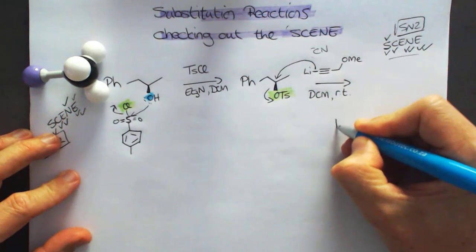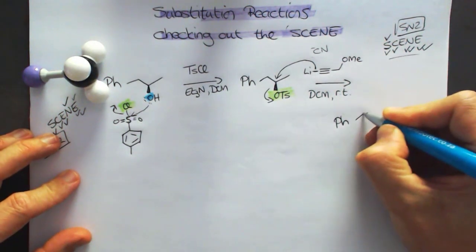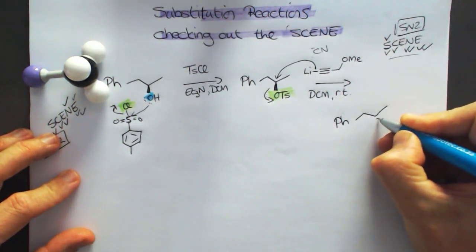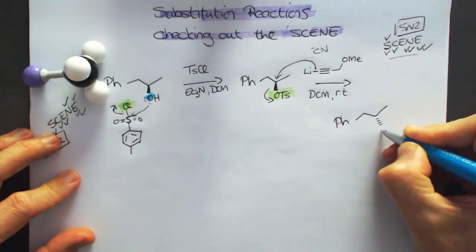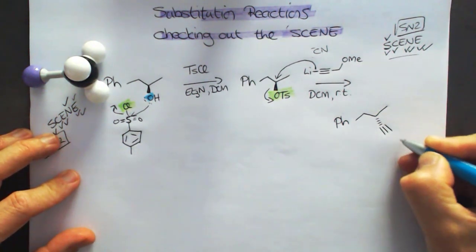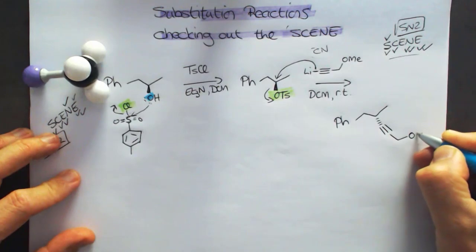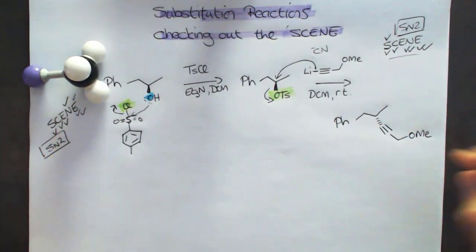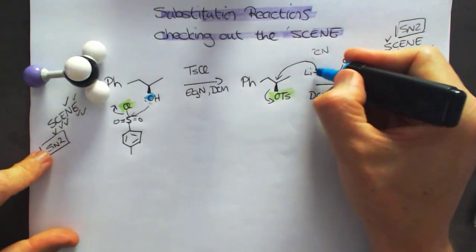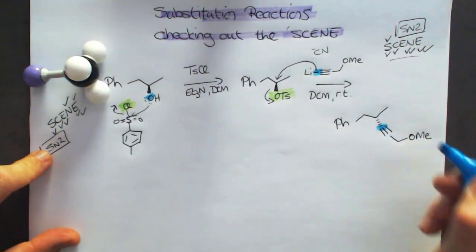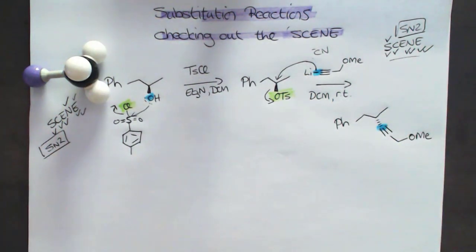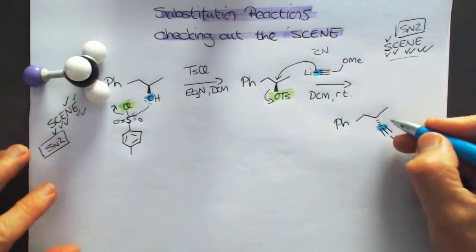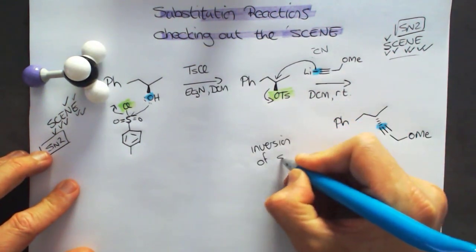So here's the product. I'll draw it here. Phenyl. And so the nucleophile came in from behind. It's a triple bond. And we get an OMe like this. So there's our nucleophile. I should have drawn it in and recognized it earlier on. That's the nucleophilic carbon that went in over there. And we had an inversion of stereochemistry.